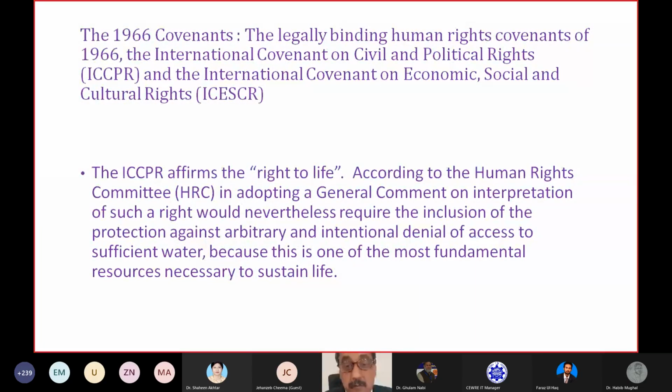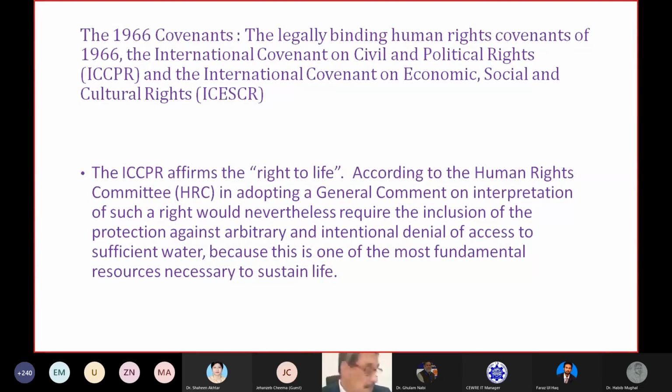This is very, very important, that protection against arbitrary and intentional denial of access to sufficient water. This sufficient water also has a lot of definitions, but we can discuss it in the next article.